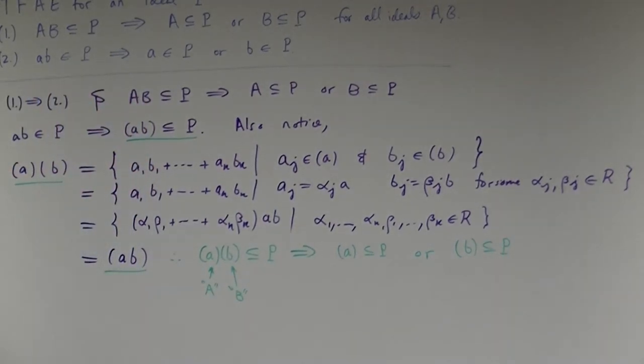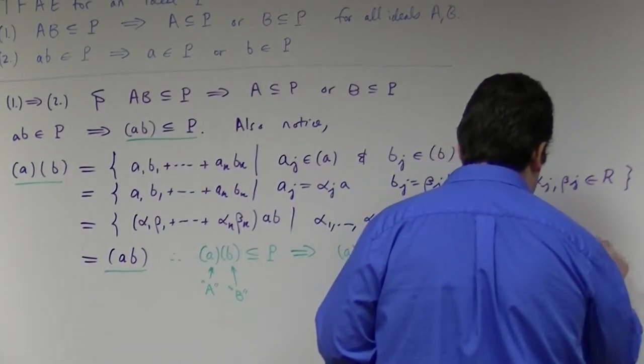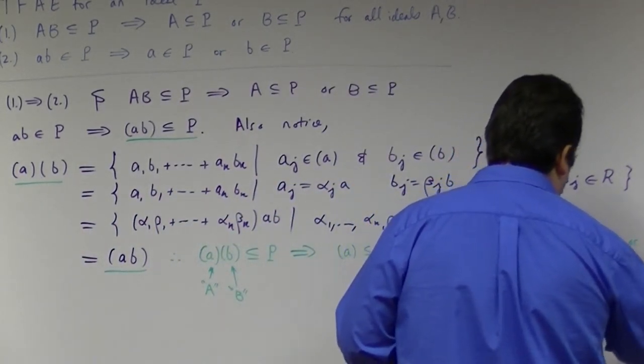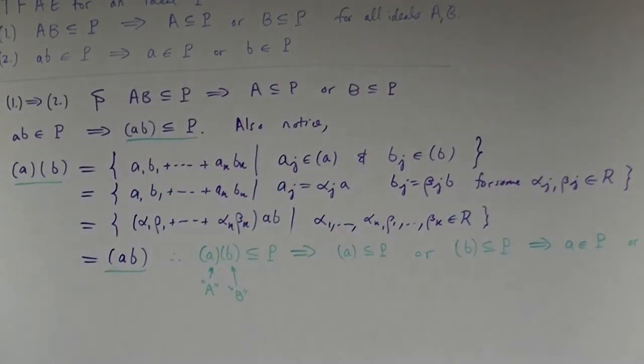But certainly A and B are multiples of A and B, right? So the element A and the element B are inside those principal ideals. So that then implies that A is an element of P, or B is an element of P, which is what we set out to prove, right? You guys get it? I hope so. But if you didn't, I'm about to do more of it, so hang in there.